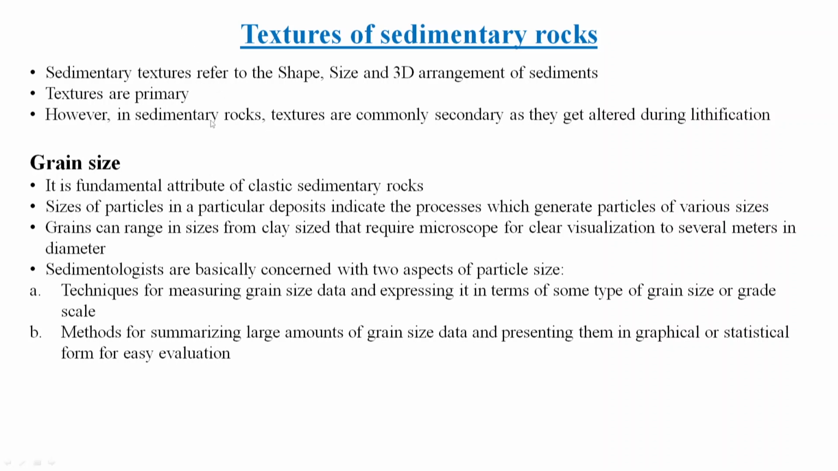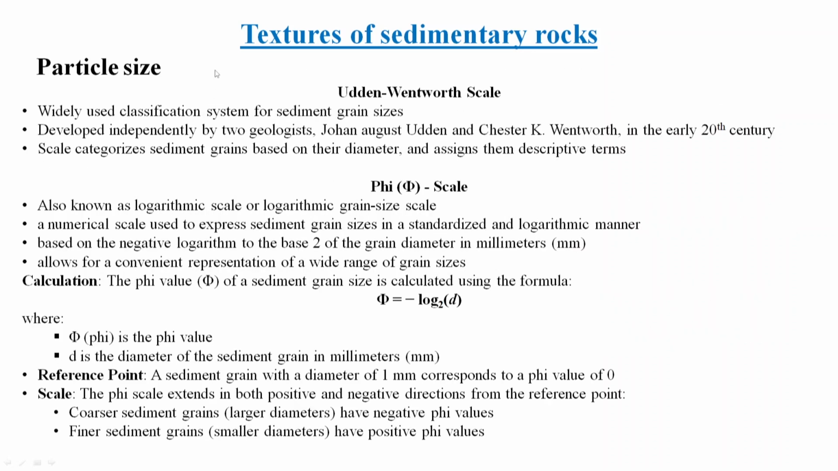And regarding the size, first obviously we will be concerned about the particle size. So, there are two well established scales. The first one is the Udden-Wentworth scale. That is widely used as a classification system for sedimentary grain sizes, and it categorizes sedimentary grains based on their diameter, and obviously respective terms are assigned to it. So, the Udden-Wentworth scale is based on the diameter of a particular grain that is constituting a sedimentary rock.